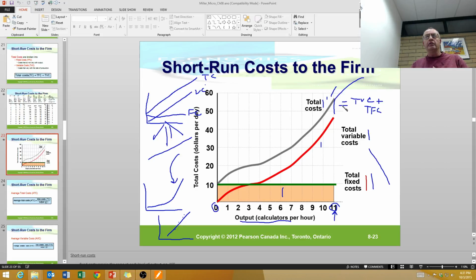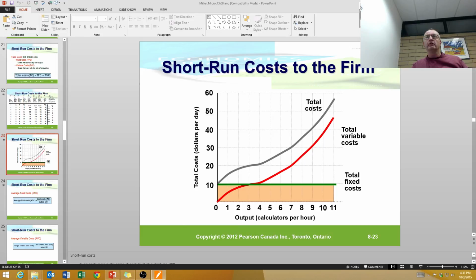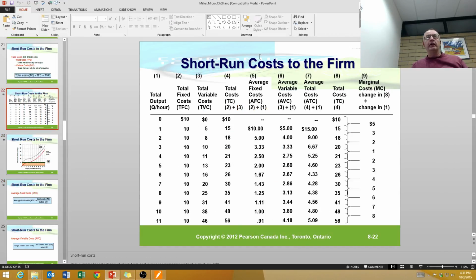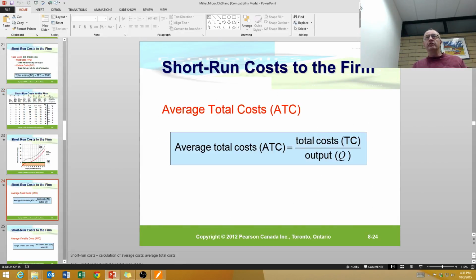Okay, so we've plotted all three of these costs, and now we're going to recalculate them all on an average cost per unit basis. To calculate our averages, we're going to simply take our total cost and divide by the number of units of output. So simply a straight division. Okay, so average total cost equals our total cost divided by quantity of output.